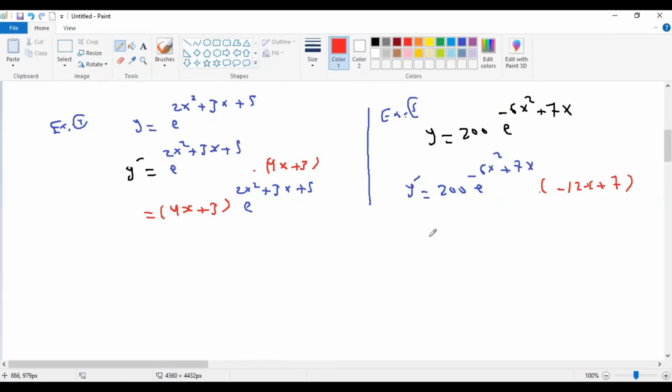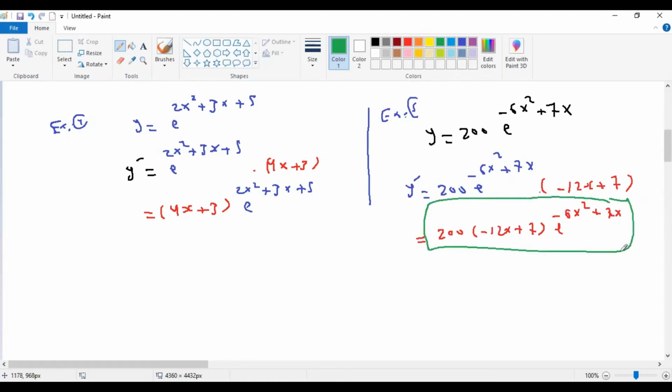We can also simplify it. We can write it as 200 multiplied by negative 12x plus 7 multiplied by e to the power minus 6x squared plus 7x, or we can keep it in this form. This is the solution, the answer, the derivative of the function.